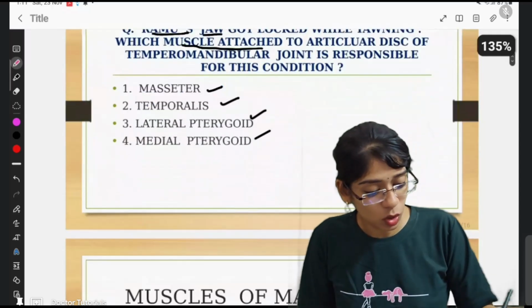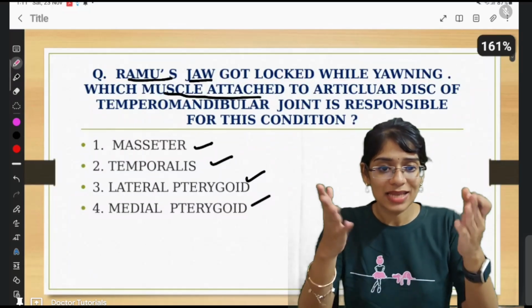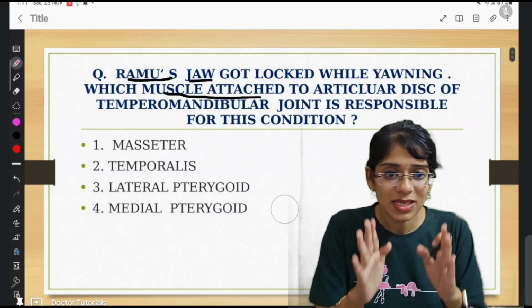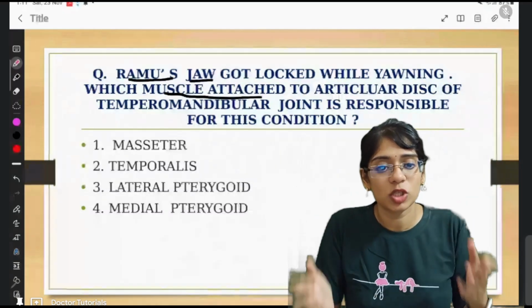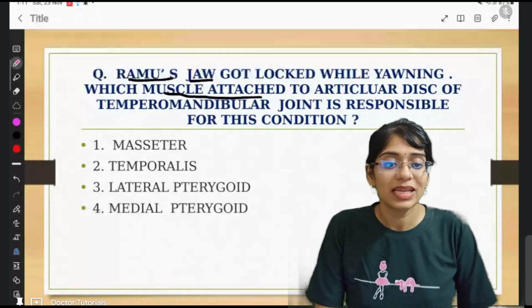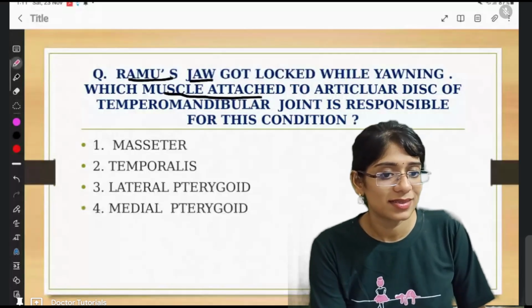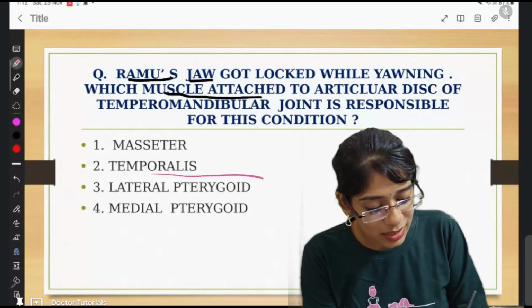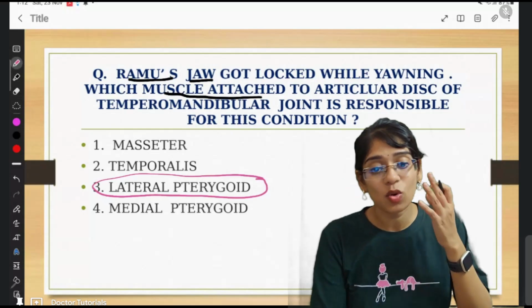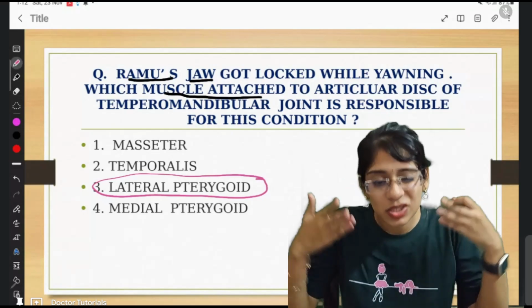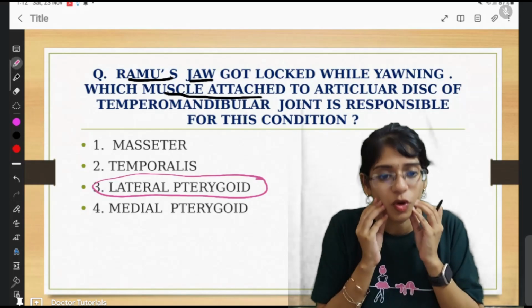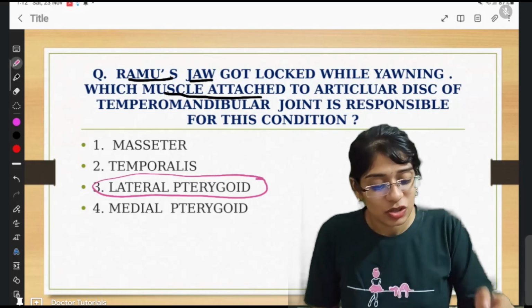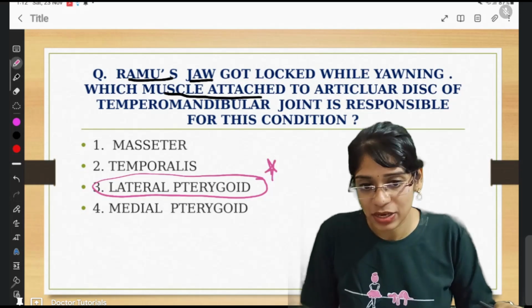See here, the question was, this Ramu has got lock jaw. They asked which muscle is responsible for causing this condition. Now tell me the answer. The articular disc is nothing but the degenerated part of the lateral pterygoid. And now when there is more tension in this muscle, it can sometimes dislodge that articular disc, and this causes problems with jaw movement. So your answer is lateral pterygoid, guys.